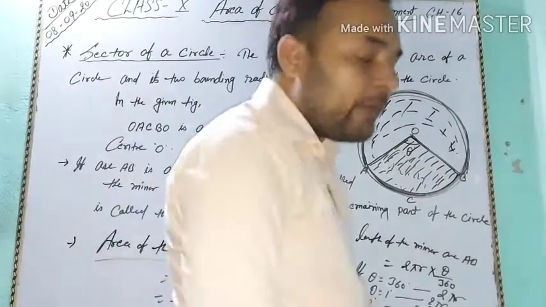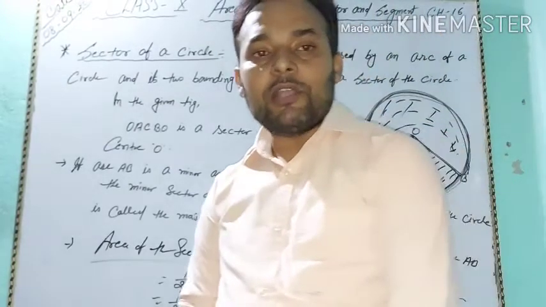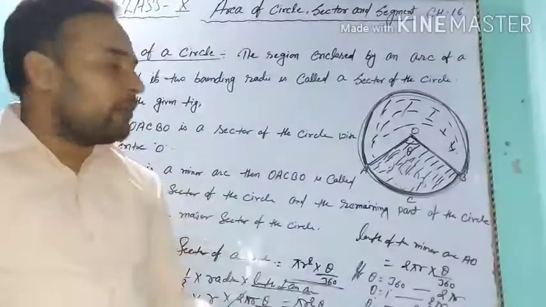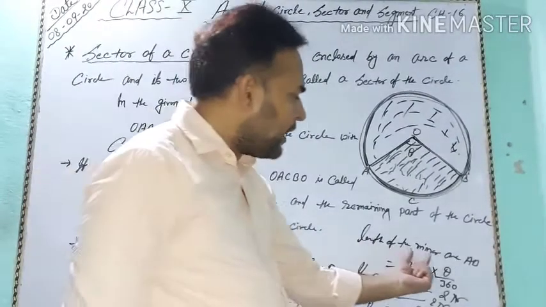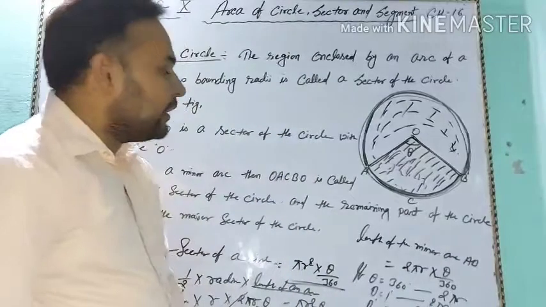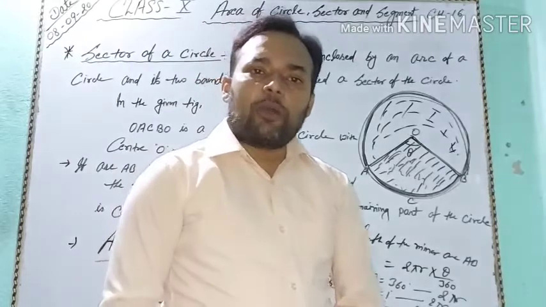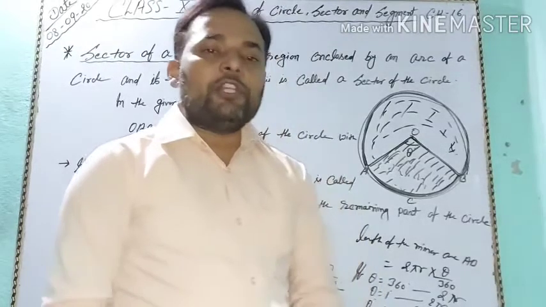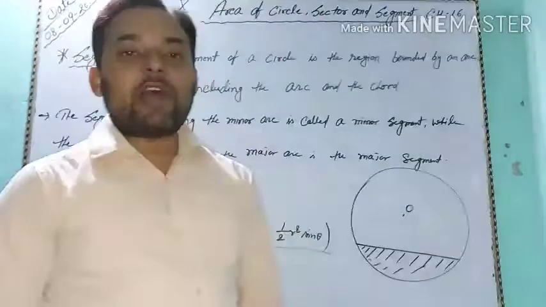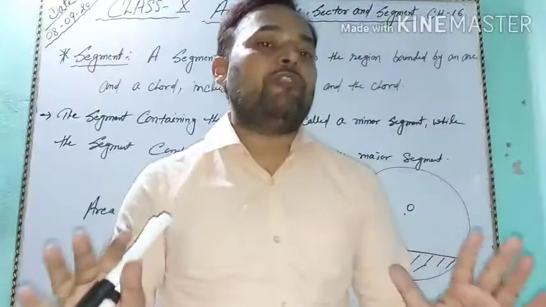Finally, to find the area of the sector of a circle, the area of the sector of a circle is pi r square theta by 360 degrees, and the formula for the length of the arc of the circle, that is the minor arc of the circle, is 2 pi r theta by 360 degrees. Okay, students, our next term related to the circle is the segment of a circle.